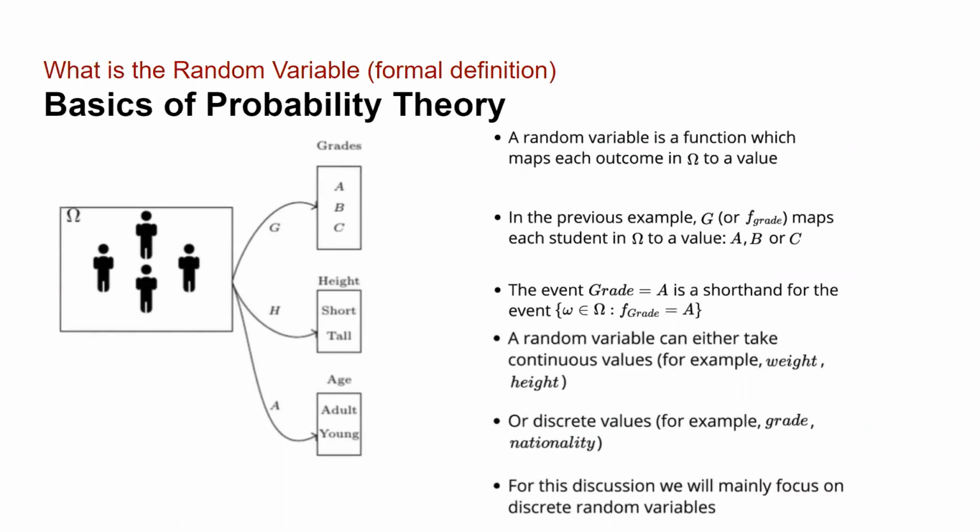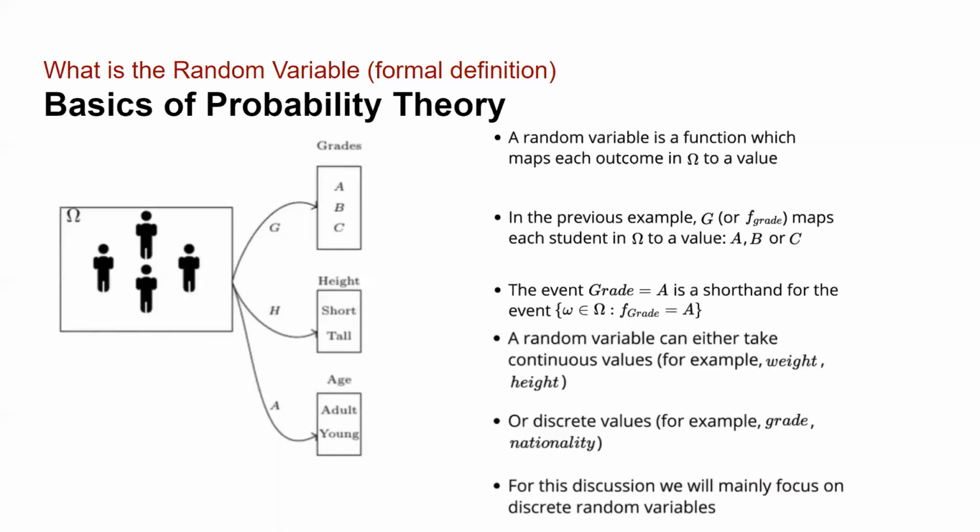All right. Now, moving ahead with the random variable. If I have to define a random variable, I would say a random variable is a function which maps each outcome in omega to a value. Omega is the notation for sample space. In the previous example, we saw how my random variable mapped each student to a specific grade. Now this random variable can take two forms. One is called a discrete random variable, another is called a continuous random variable.